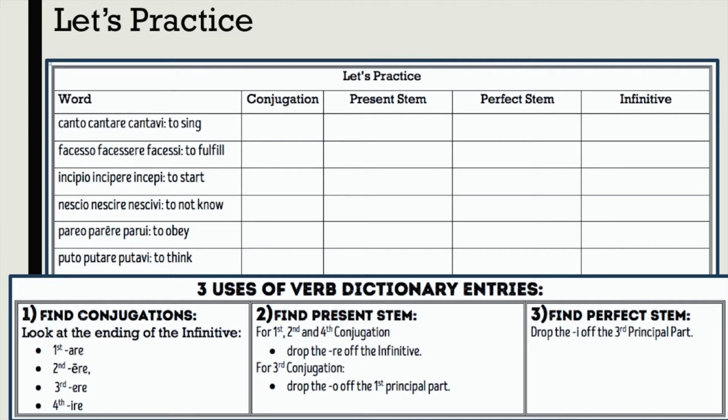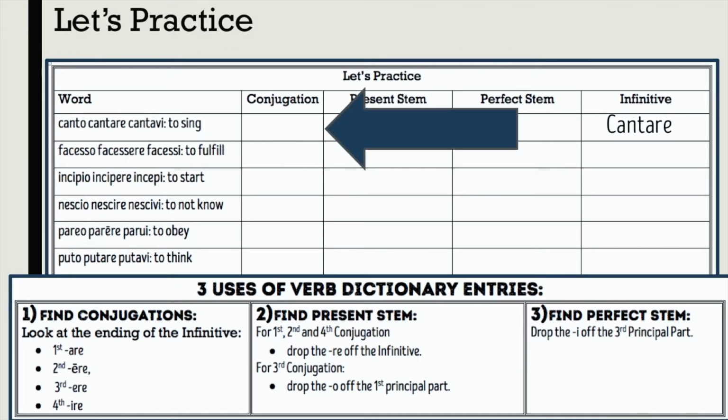So the first thing we're going to do is try to find the infinitive of these words. Now, I won't always make you write out the infinitive, but it's really important for you to realize where the infinitive is. So you're just going to copy down cantare into the infinitive box, because that's all it is. The infinitive is just the second form in the dictionary entry.